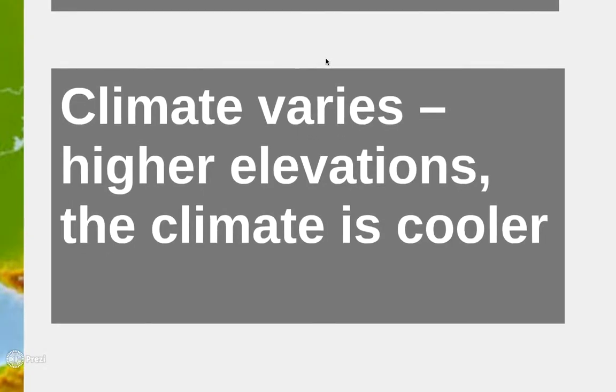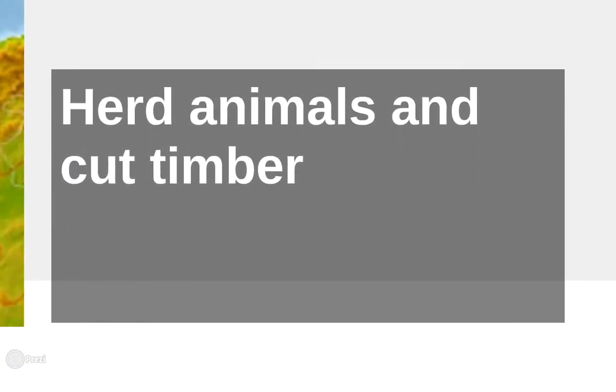Climate varies. At higher elevation, the climate is cooler. So your climate isn't going to be as strong as we have here in Kansas. Your summers aren't going to be as warm. Your winters are going to be as cold. But because it has mountains up there, you're going to see a lot cooler weather. And they're going to have a big mix of different types of weather. Because their land is not good for farming, their jobs would be to herd animals or cut timber.